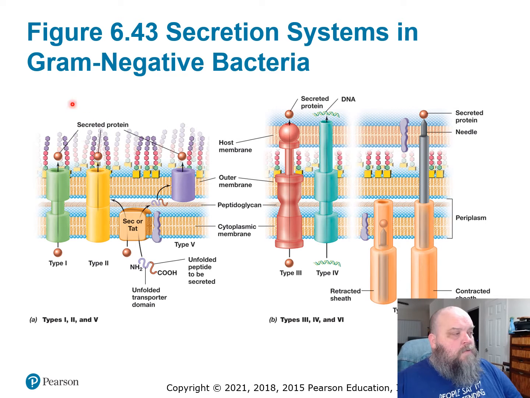1, 2 are for secretion into the environment. 3, 4, and 6 have been shown for secretion from the bacterial cytoplasm into a targeted cell, allowing for targeted delivery of DNA, secreted proteins, which would be an enzyme or toxins. So for this, chances are the bacteria is going to be a bit of a pathogen. It's delivering something to damage a cell, which is then going to cause it to die, burst open, and all its contents now become available.